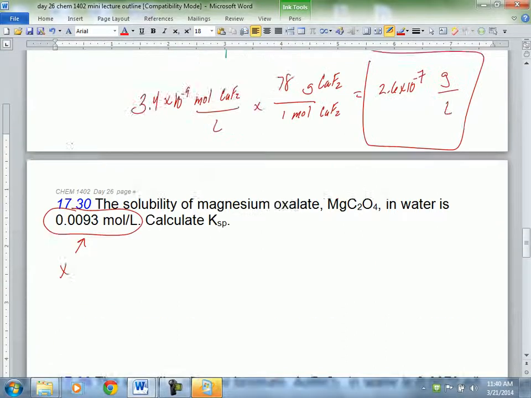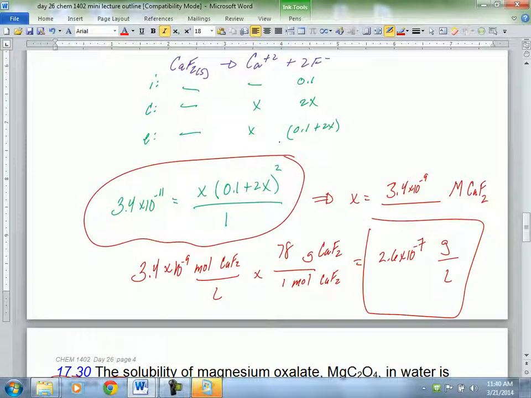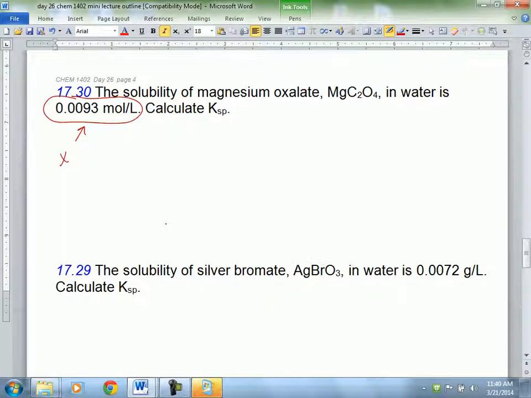But you know that if you do set things up, you get your Ksp equal to some expression with x in it. So that's what I would do. I'd set up the whole ice table, just like this. I'd set up that whole ice table and write the expression, and then just solve for the Ksp. Right? So that's how I would handle it so I don't screw up.